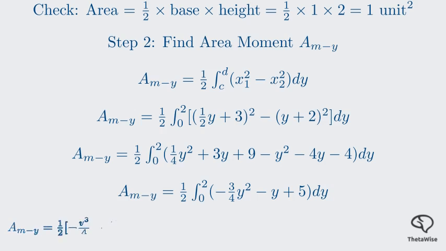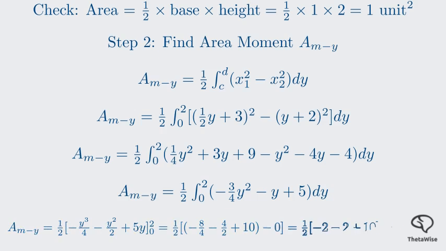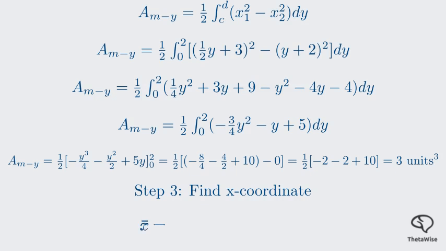Integrating and evaluating from 0 to 2 gives us 1/2 times -2 minus 2 plus 10, which is 3 cubic units. Now for the x-coordinate. X bar is A sub My divided by A, which is 3 divided by 1. So x bar equals 3. We're almost done with this problem. We have x bar equals 3. Now we need to find y bar.